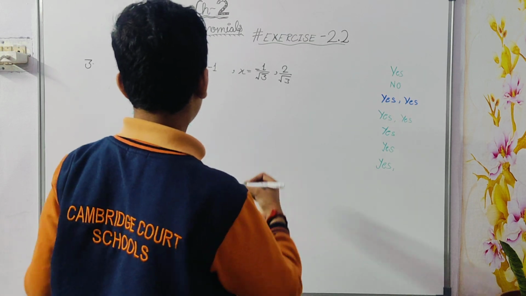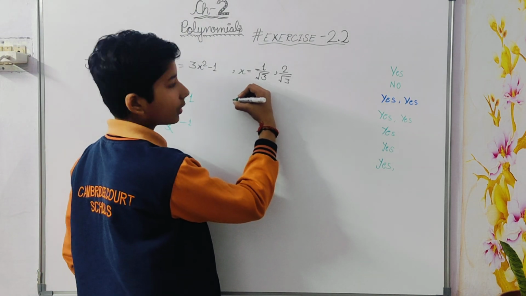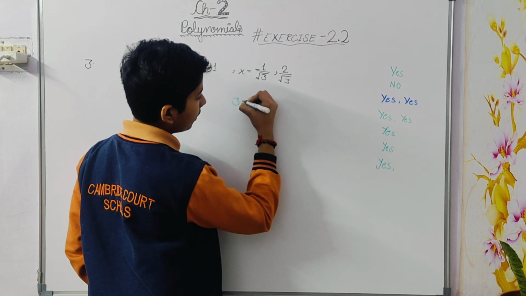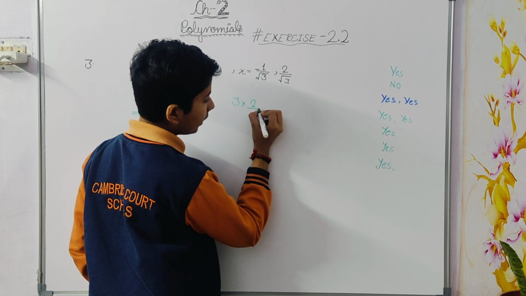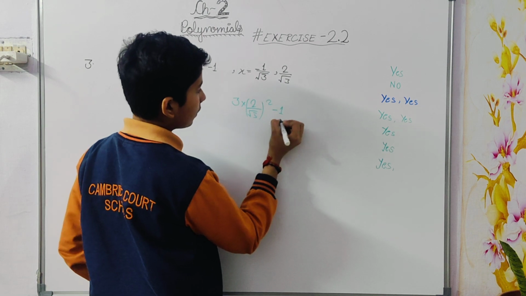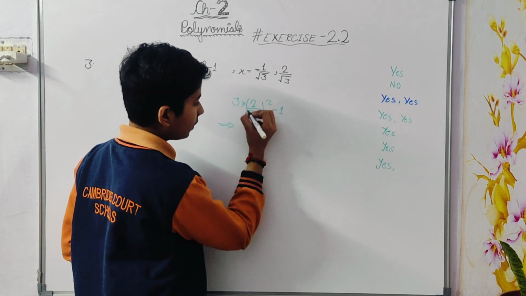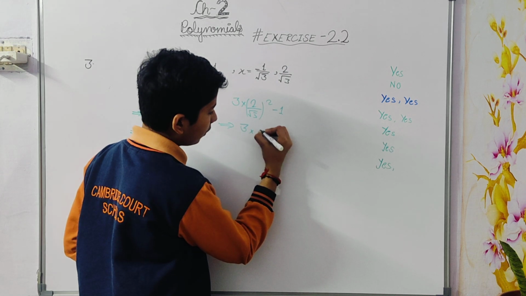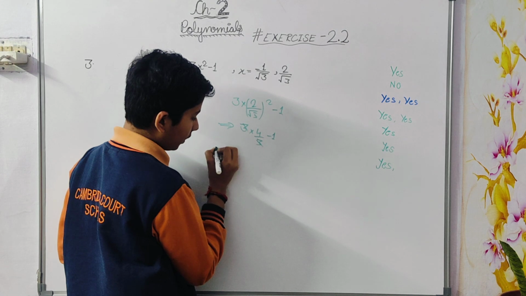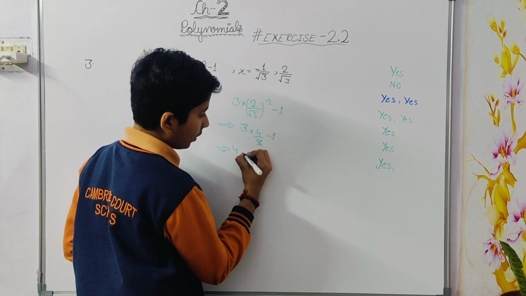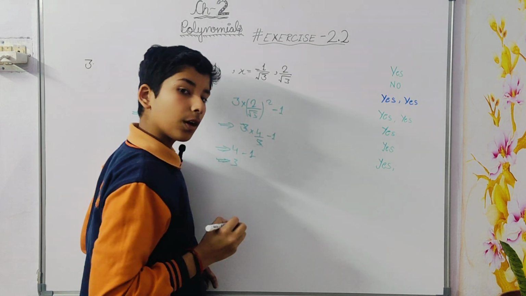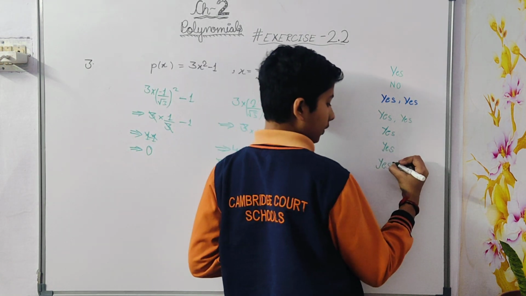Is it not tilted? Oh, it is a little bit tilted, but I will not tilt it now. So 3x square, meaning 3 multiplied by 2 by root 3 square minus 1, which is 3 into 4 by 3 minus 1. 3 cancelled out. 4 minus 1, which is 3. And now we all know that this is not equal to 0. So we put no.